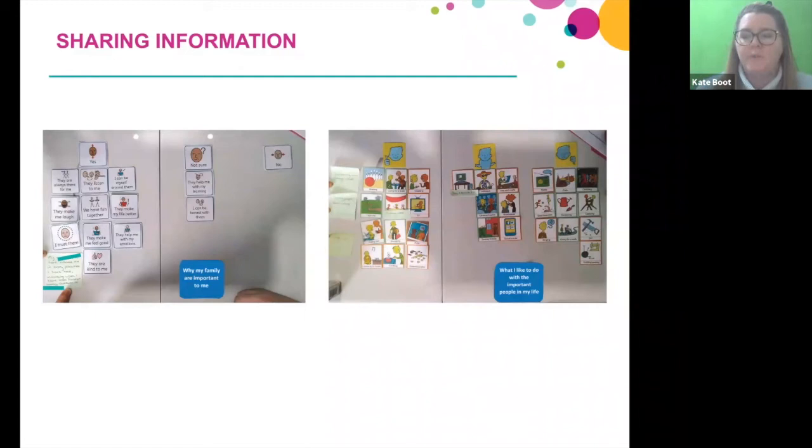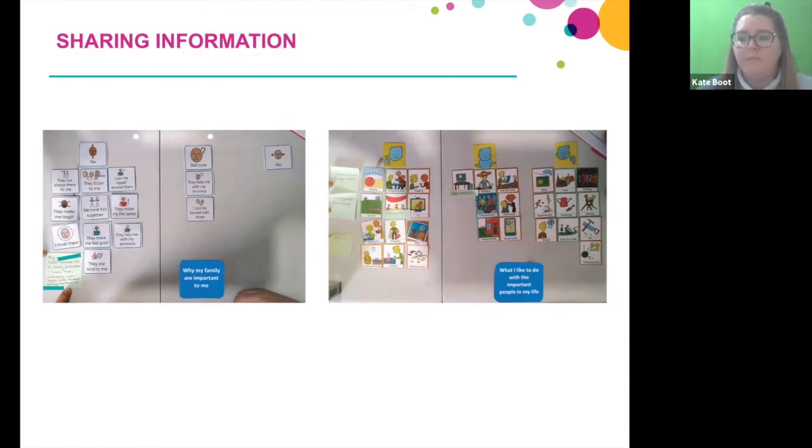They shared all sorts of wonderfully rich information with me that they wanted to include in their PERMA profile. These pictures are from when we were completing the third element, relationships. And we were exploring why their family were important to them, what they like to do with the important people in their life, which also included people from college. And we found out really important information through that mat, which I believe we would not have otherwise found out, that they would not have otherwise communicated to us.